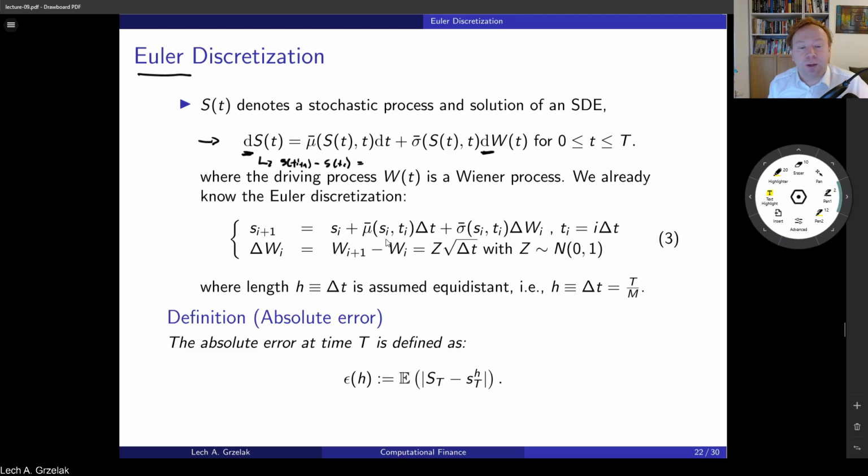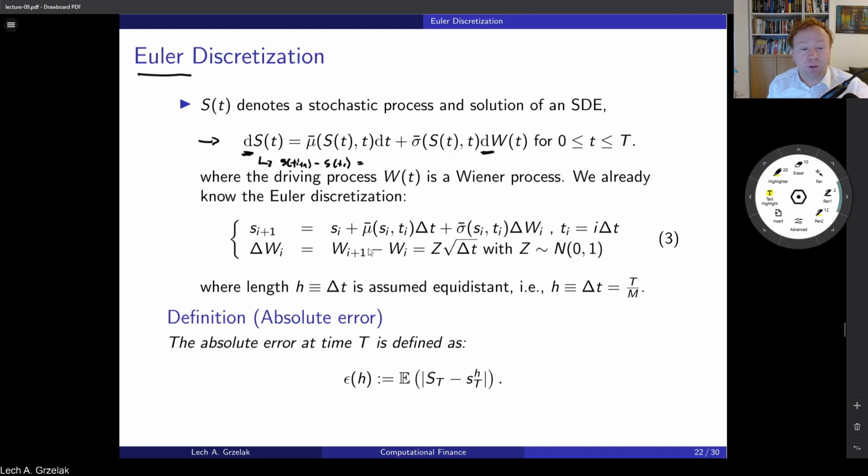Then we have mu S_{t_i}, so we evaluate this at the previous point, times delta t. Then we have sigma S_{t_i}, so you can see it here we also have dependence on S. This also means we don't need to do any log transformation. We can just directly apply Euler discretization to this geometric Brownian motion, or even a much more complicated SDE. It doesn't really matter. And finally, we have a Brownian motion, so it's delta W_i. This is something we have already discussed earlier.